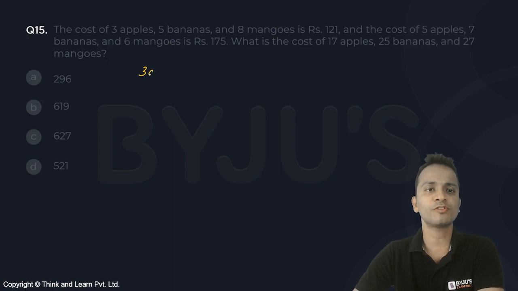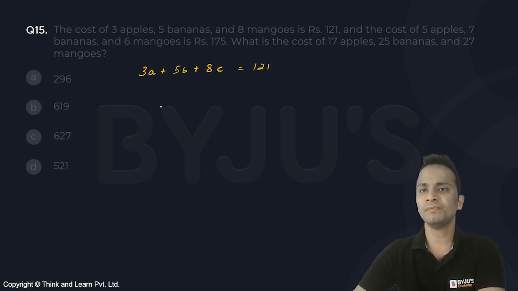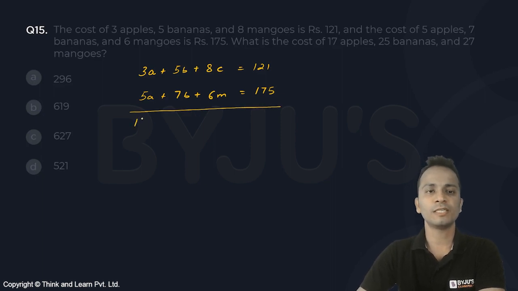So the cost of 3 apples, 5 bananas and 8 mangoes. Each apple, banana and mango costs rupees A, B and C. So the total cost is 121, and the cost of 5 apples, 7 bananas and 6 mangoes is equal to 175 rupees. Now we have to find out the cost of 17 apples, 25 bananas, and 27 mangoes. This is what we have to find out.